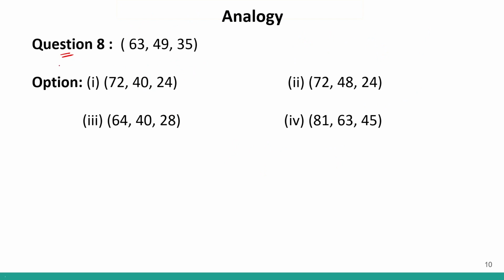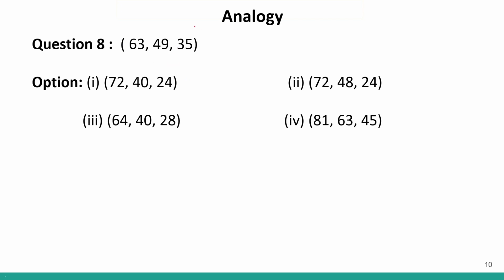Now, question number 8. In question number 8, we are given a set. This set has a certain logic between the numbers. Then we are given 4 options. Each of these 4 options has certain logic between the numbers. We have to just match this set with the set that has the same logic. So we have to identify which of the following 4 sets has the same logic between their numbers as the set given in the question. Okay, this is the question.